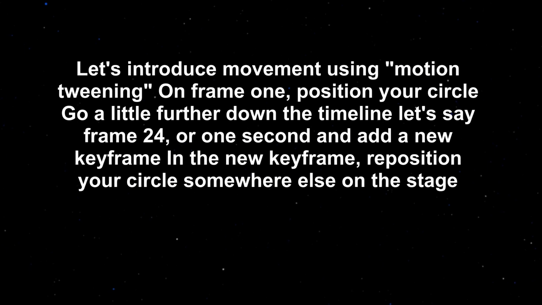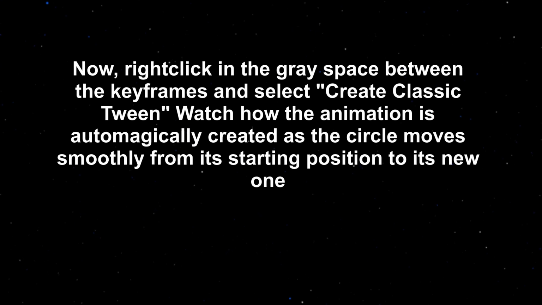Let's introduce movement using motion tweening. On frame 1, position your circle. Go a little further down the timeline, let's say frame 24 or 1 second, and add a new keyframe. In the new keyframe, reposition your circle somewhere else on the stage. Now, right-click in the gray space between the keyframes and select Create Classic Tween. Watch how the animation is automatically created as the circle moves smoothly from its starting position to its new one.